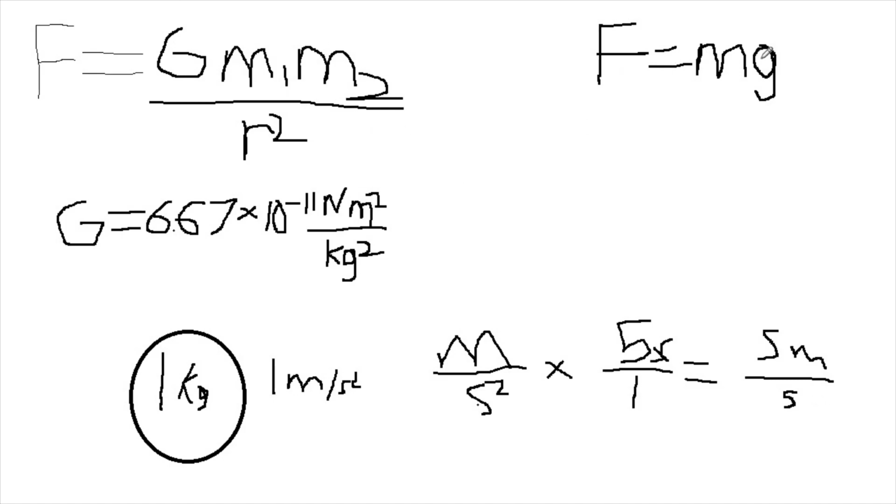So the acceleration of gravity is equal to 9.8 times more than this. So the acceleration of gravity on the surface of the Earth is equivalent to 9.8 meters per second squared.